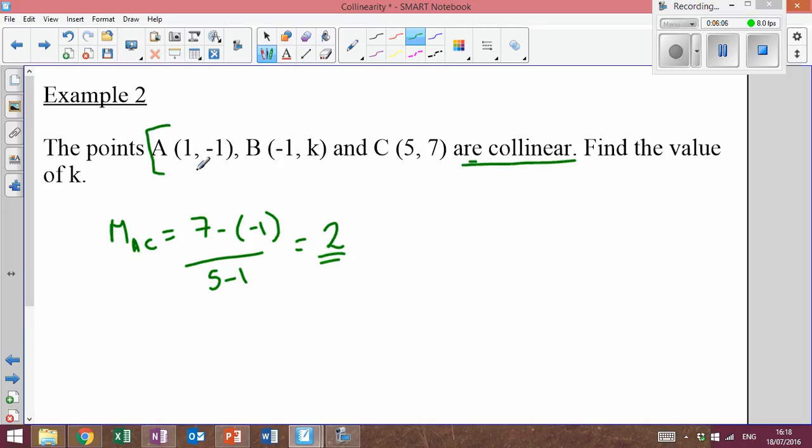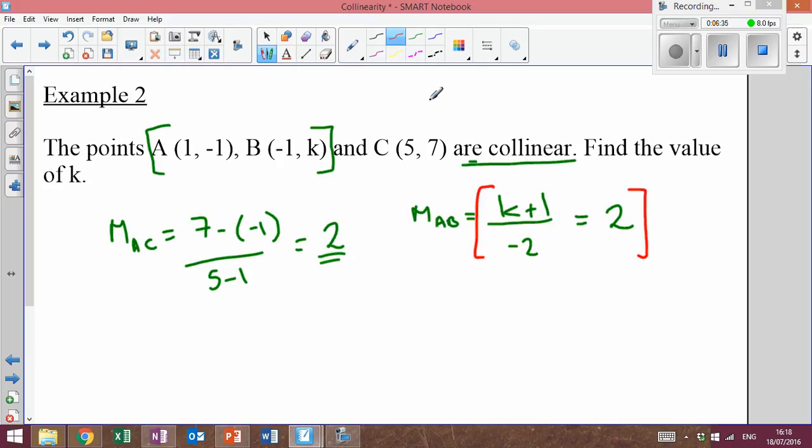Now, if I know the gradient has got to be 2, I can calculate between A and B. So the gradient between A and B is going to be K subtract -1, or K plus 1, over -1 subtract 1, which is -2. But I know the answer has to be 2. So I have an equation: K plus 1 divided by -2 has to be 2. If we multiply both sides by -2, then K plus 1 has to be -4, and then subtract 1 from both sides, K is -5.